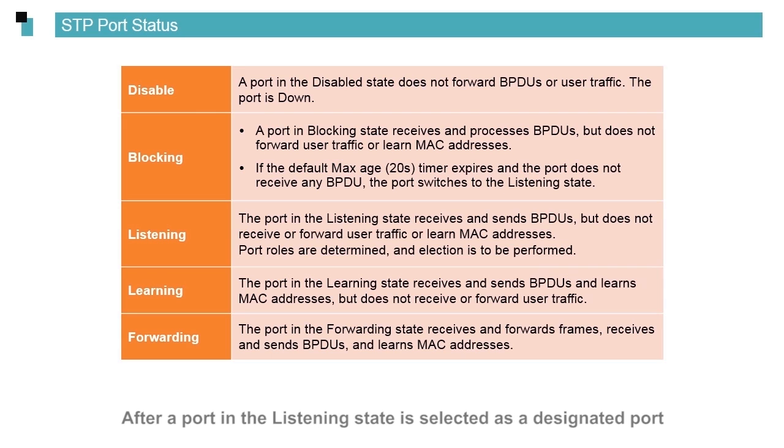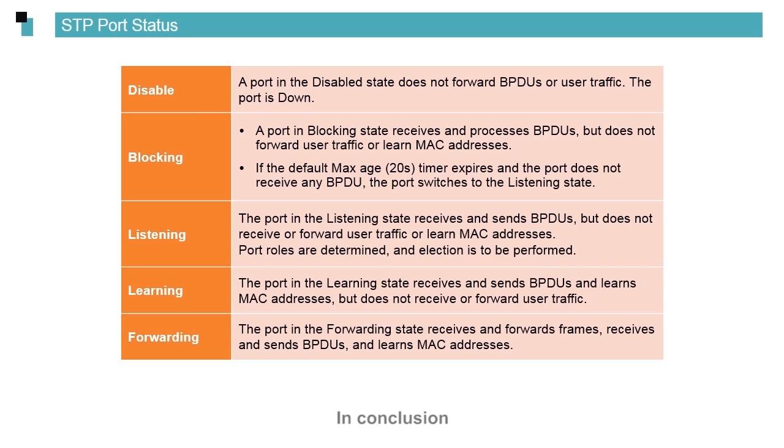After a port in the listening state is selected as a designated port, it enters the learning state 15s later. When a port enters the learning state, it waits 15s, learns source MAC addresses in data frames, and maintains its own MAC address table. The port then enters the forwarding state. A port in forwarding state receives and forwards user data frames, receives and forwards BPDUs, and learns MAC addresses.